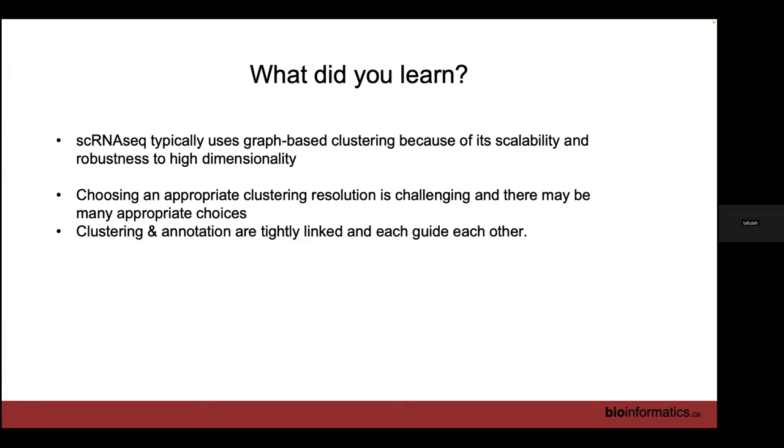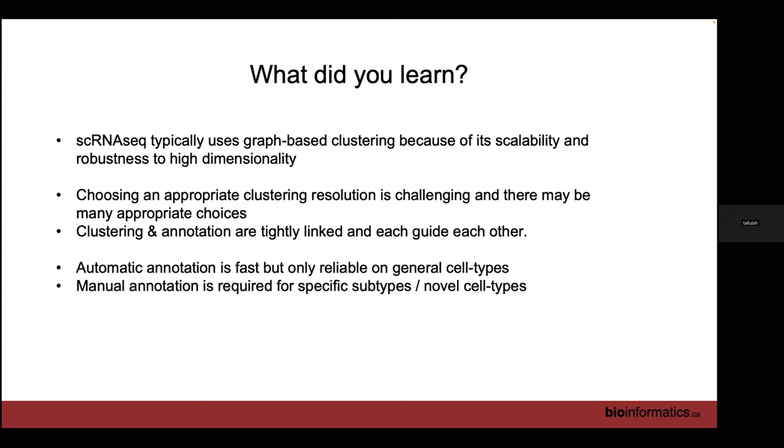Or maybe you'll cluster your data, go to annotation, realize you've got five different clusters that you can't tell the difference between when you try and annotate them. So maybe you go back to clustering and reduce the resolution. Automatic annotation is fast, but it's only reliable for very distinct cell types. Cell states, it's not very good for. If you want to look at subtypes or novel cell types, you've got to do manual annotation, looking at marker genes in the literature.